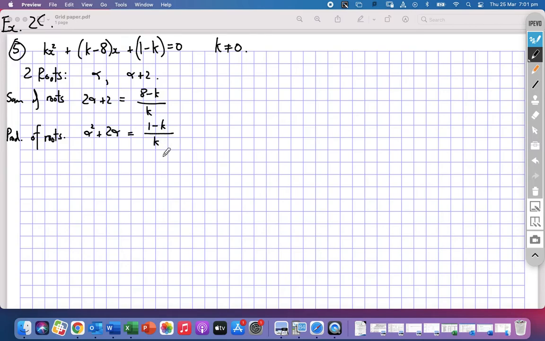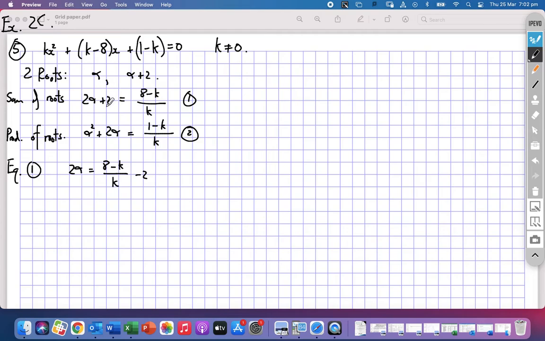All right. So we've got alphas and we've got k's. 2 variables, 2 equations. It's like equation 1 here, equation 2. We need to rearrange. I'm going to choose this one. I think it will be easier. So if I work on equation 1, I could say 2 alpha equals 8 minus k on k minus 2.